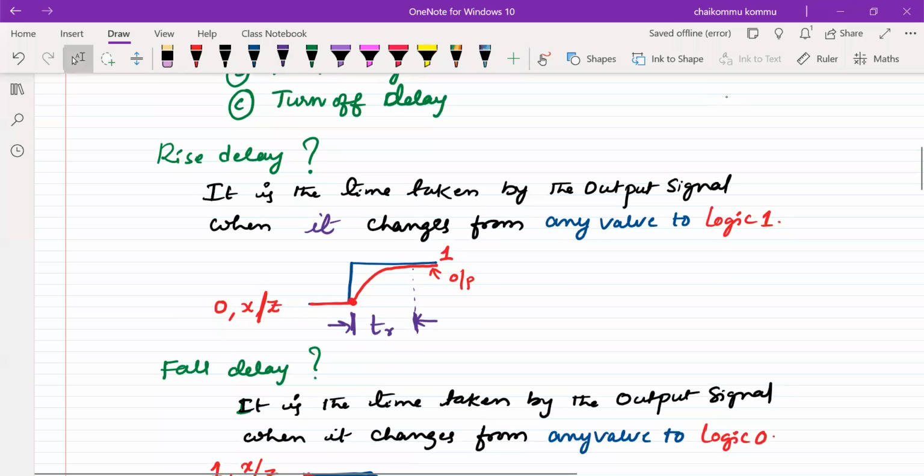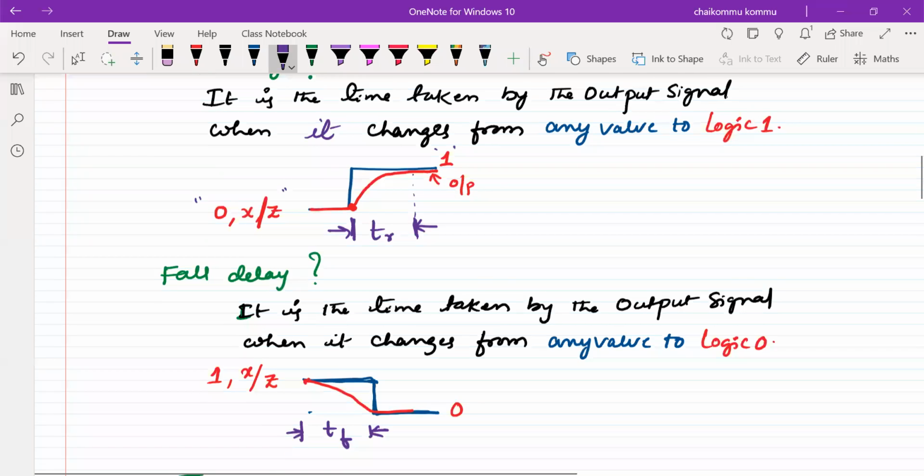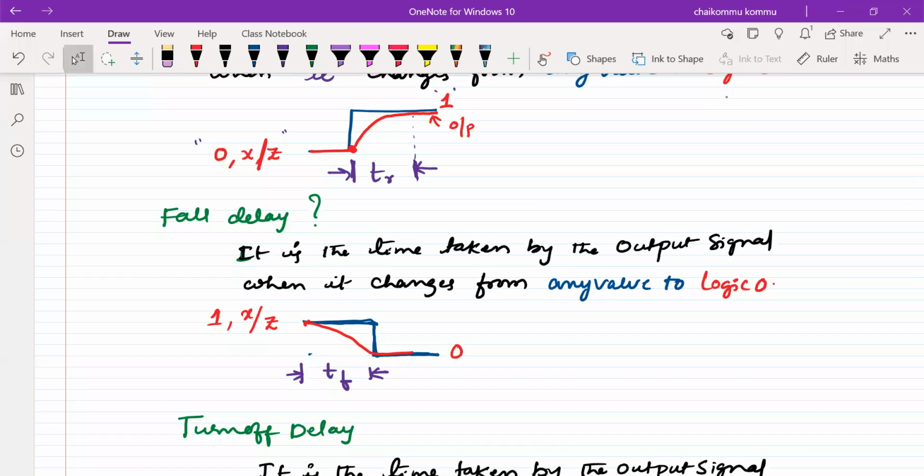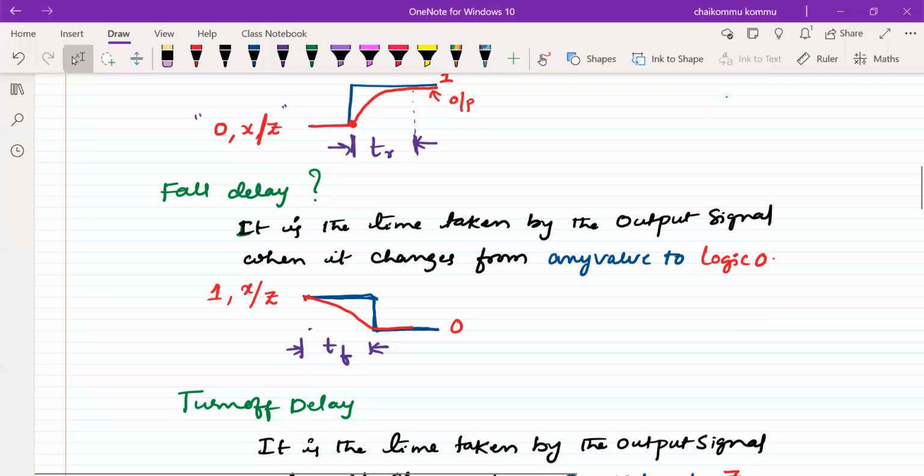to logic 1. We don't bother about 10% to 90% in the digital point of view. We consider only the time taken by the change, from any value, in the sense logic 0 or x or z, to logic 1. That is called rise delay. Fall delay means the time taken by the output signal when it changes from any value to logic 0. Any value in the sense logic 1, x or z, going to 0 takes some amount of time. That time is called fall delay.